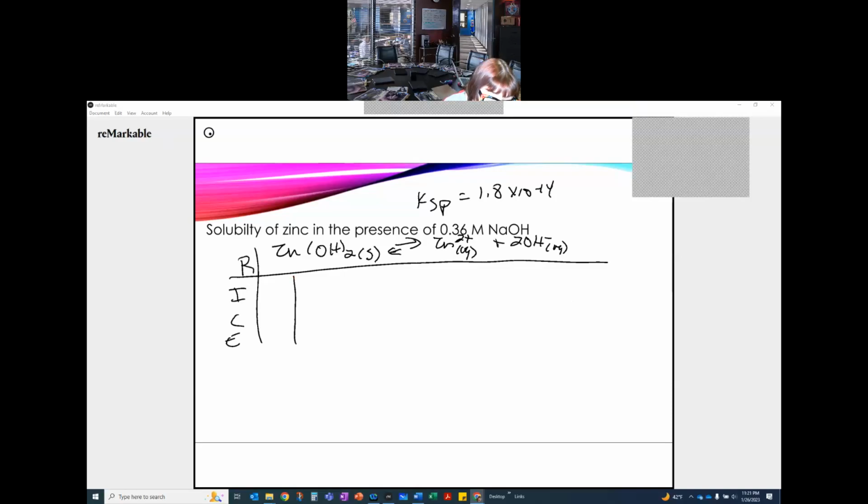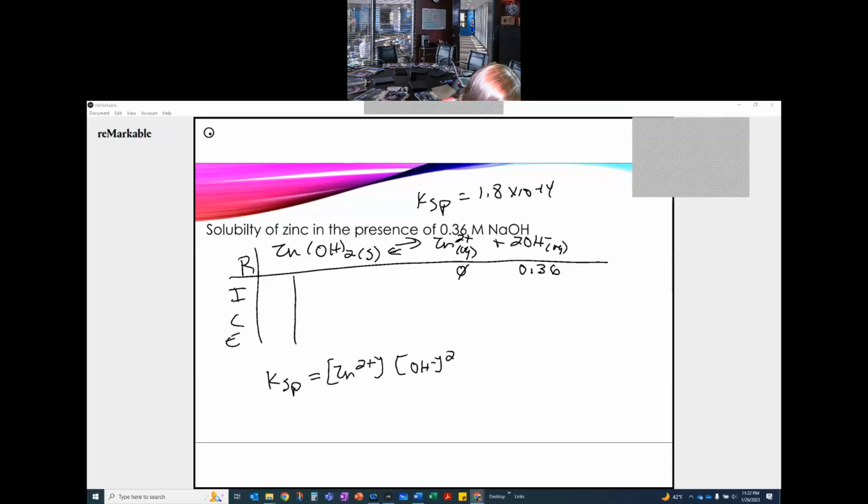I don't care about any of the solid parts. My Zn2+ is 0 to start with. My OH- is going to be 0.36. NaOH is a strong base and completely dissociates, so that's where I get that OH- concentration. I know that my Ksp is equal to the concentration of Zn2+ times the concentration of OH- squared.